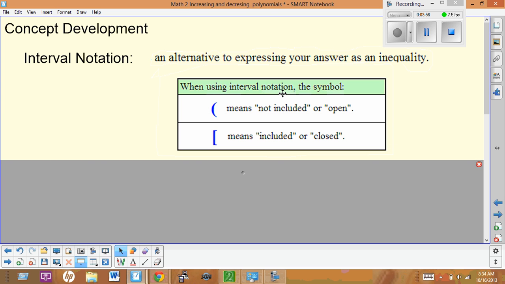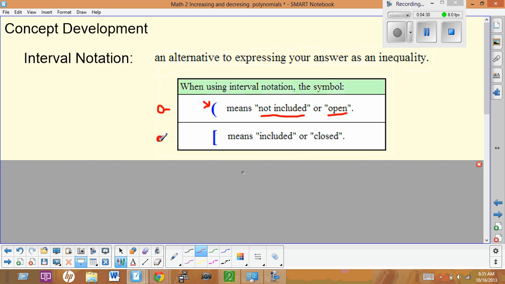Okay, when using interval notation, the symbol parenthesis means not included. The bracket means included. So parenthesis is not included or open. Bracket means included or closed. And we have to associate those with the open and closed dots. So if we remember the previous example, if we had an open dot on a number as it went in a certain direction, that means not included, and you have to associate it with the parenthesis. They're identical.